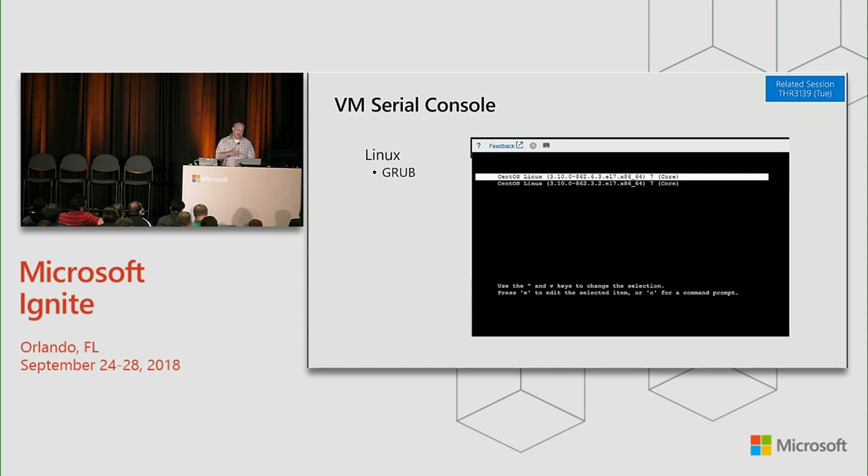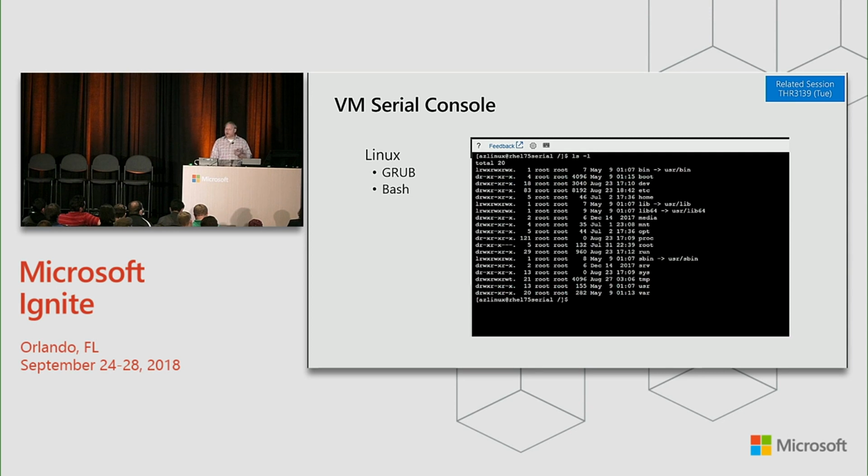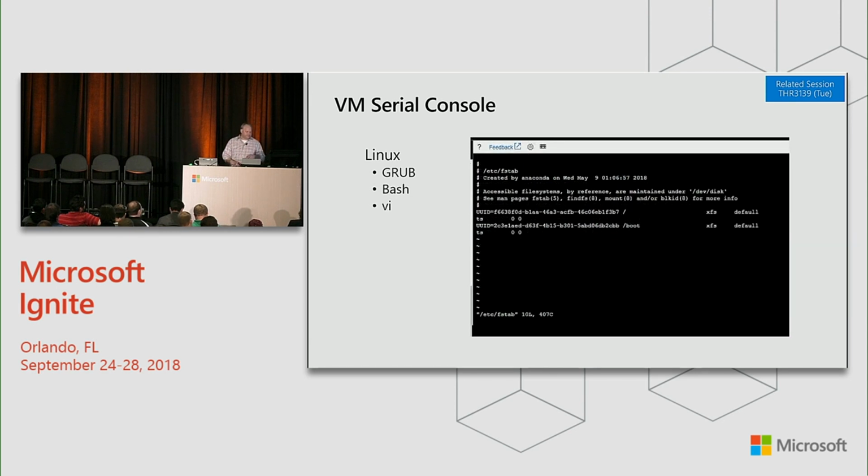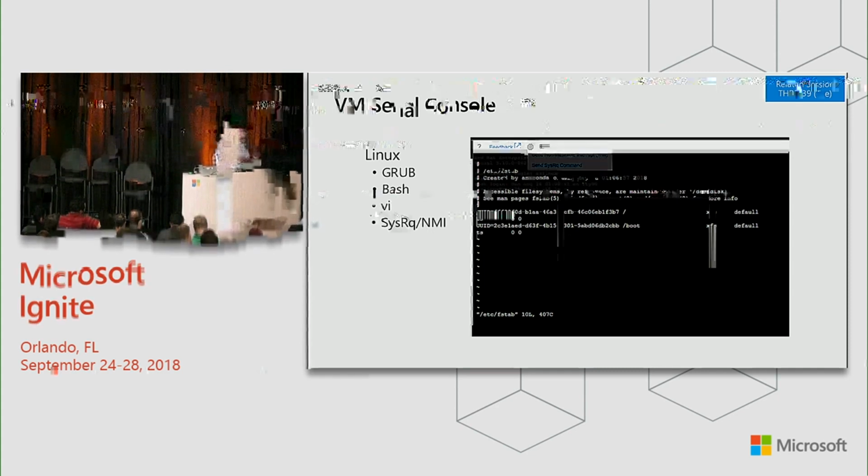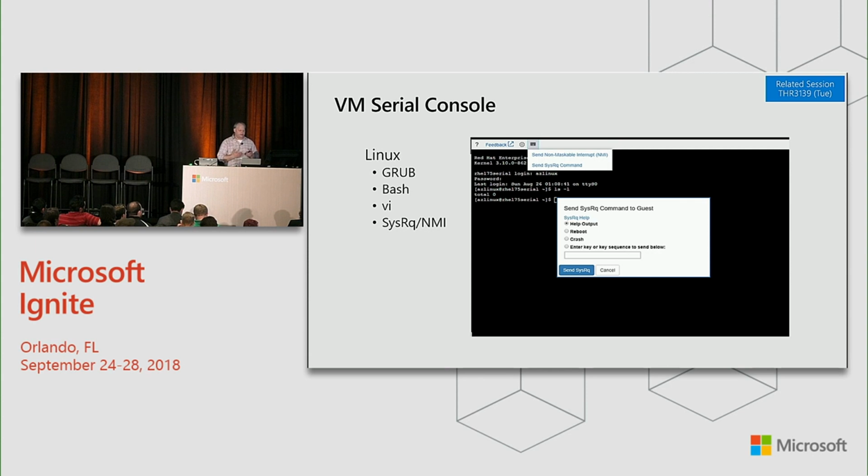In the case of Linux, here we're showing you can actually get to the bootloader through grub. You could run a bash shell and just run commands through it on Linux. You can also edit files through VI. And now you can even do a SysRq or a non-maskable interrupt. So if you're debugging something and you want to cause a crash dump, you can use Serial Console to do that. Sometimes if the machine's completely frozen, you can't get into it. NMI will actually get that machine cycling for you.